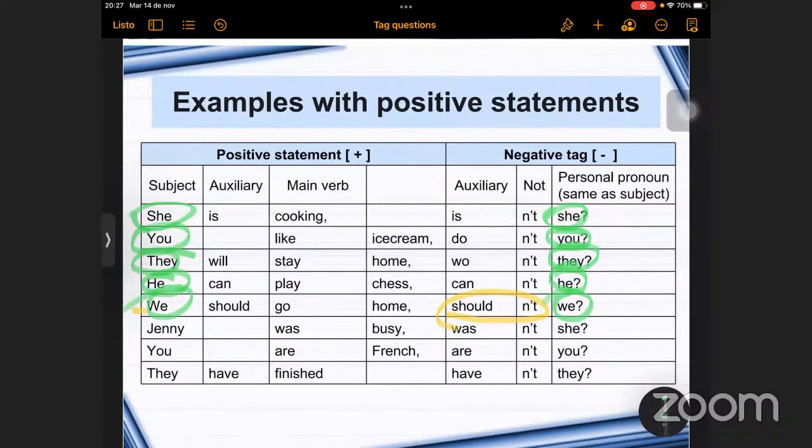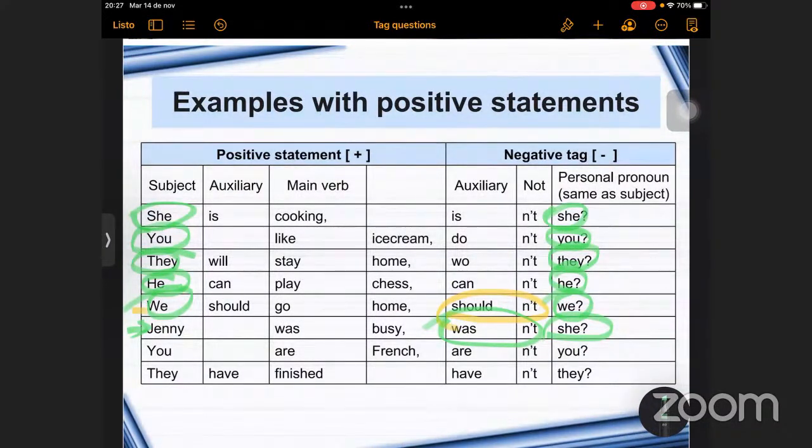Jenny was busy. Jenny, what can be the personal pronoun that I can use instead of Jenny? Because I can't say, wasn't Jenny? No, I've got to use a personal pronoun at the end. So, what is the equivalent for Jenny? You can see it in the chart. Yes, Jenny, she, exactly. So, Jenny was busy, wasn't she? She means Jenny, okay?